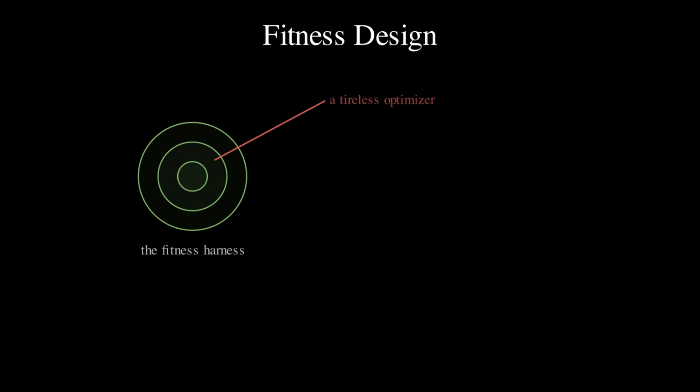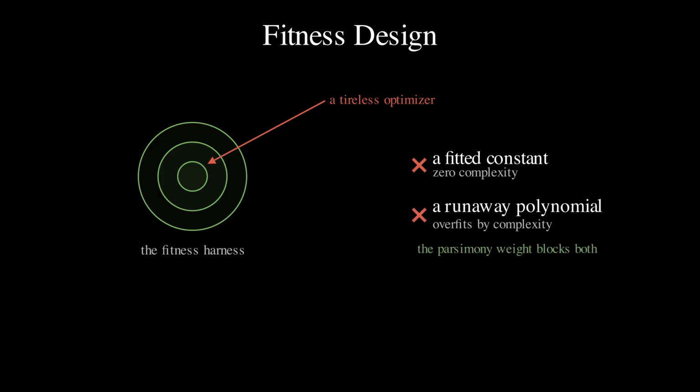The fitness function deserves care because of what it now faces. In an evolutionary run, the harness is the target of a persistent, tireless optimizer. Every weakness in it is an attack surface, and a long run will find them. Two exploits are common: a trivially simple expression, a fitted constant, that scores well if the parsimony weight is set too high, and an expression that overfits by extreme complexity, a runaway polynomial, if the parsimony term does not scale. A well-designed weight blocks both.